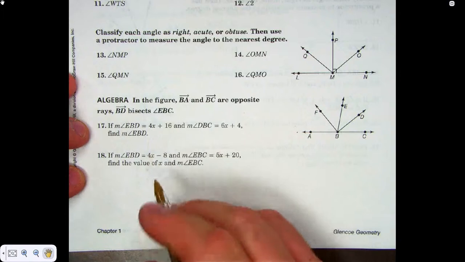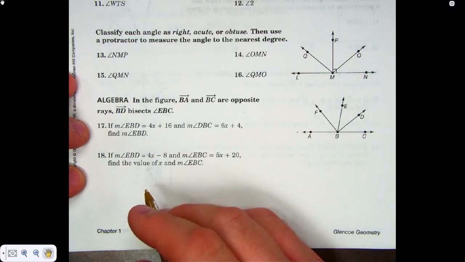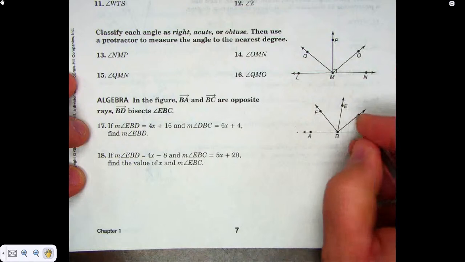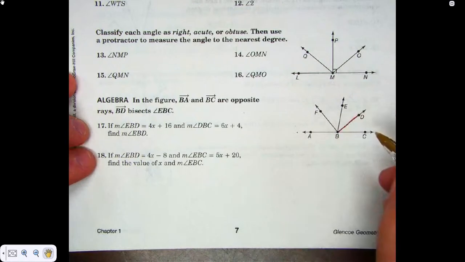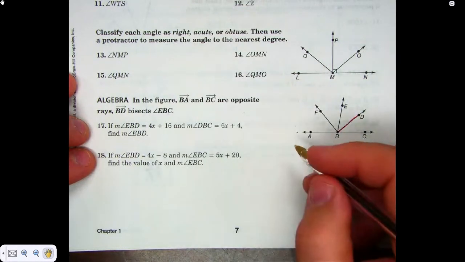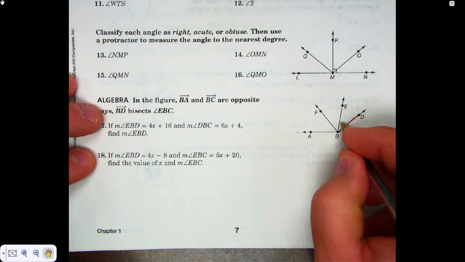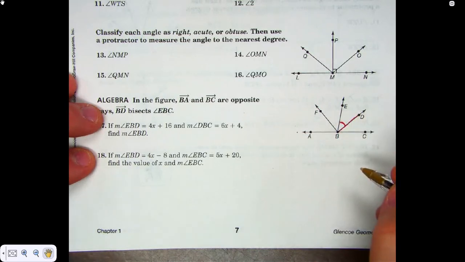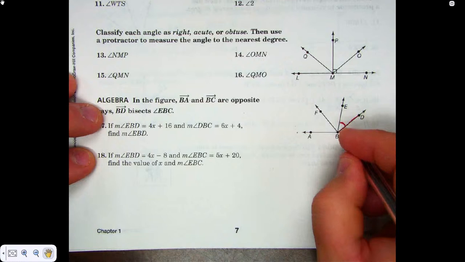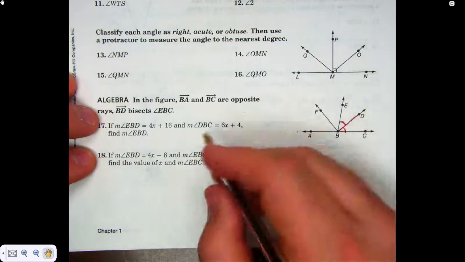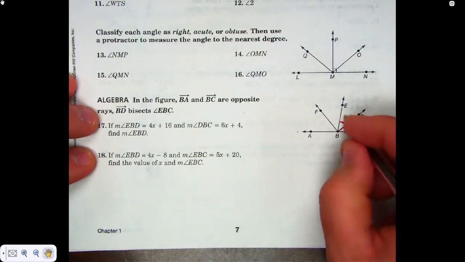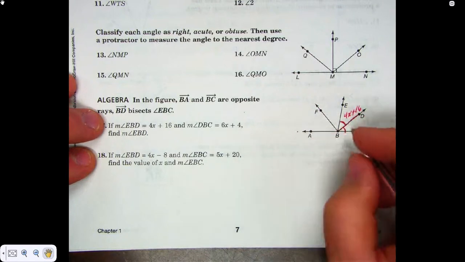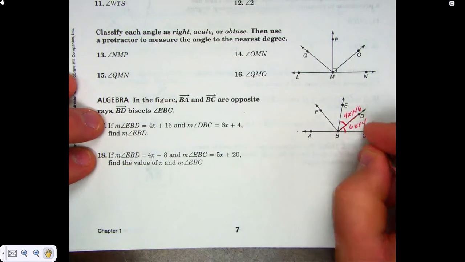What happens when things bisect it? They cut it in what? So BD bisects angle EBC, right? So what does that mean? Angle EBD is congruent to what angle? DBC. Problem 17 says EBD is 4x plus 16. DBC is 6x plus 4.